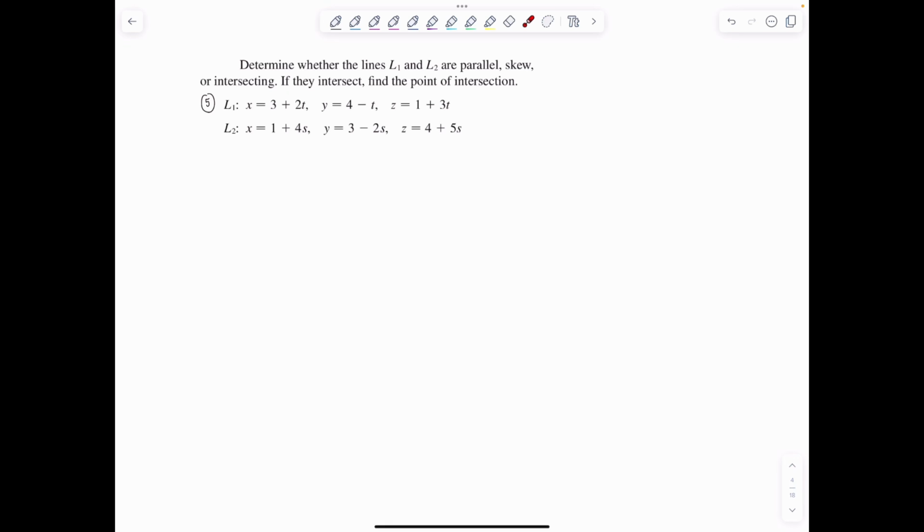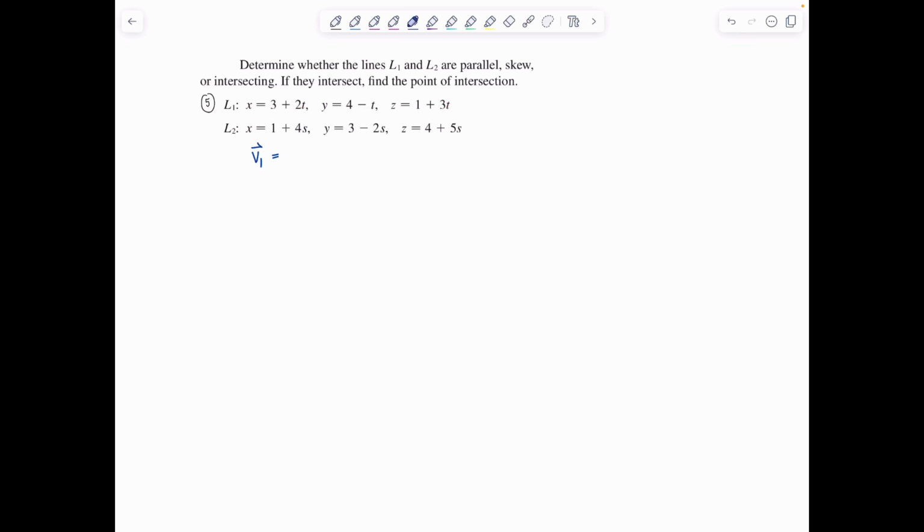Next, determine whether the lines L1 and L2 are parallel, skew, or intersecting. If they intersect, find the point of intersection. So here I have the parametric equations for 2 different lines. And in order to figure out if they're parallel, skew, or intersecting, I need to look at the direction vector for each of the lines. So can you tell me what the direction vector is for the first line? Just look at the coefficients of t from the parametric equations.